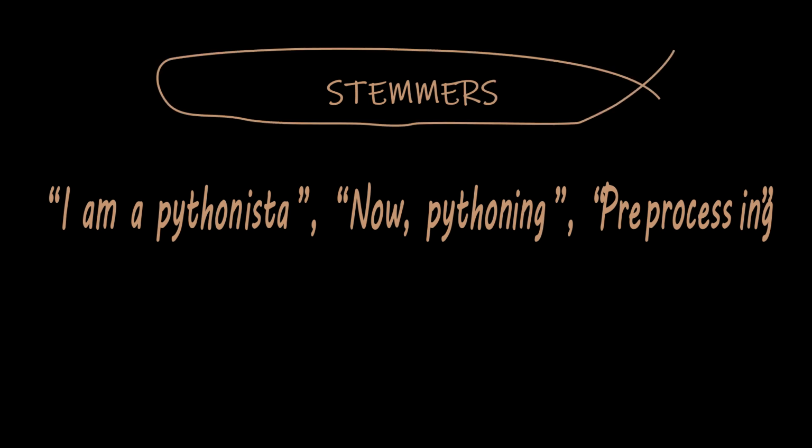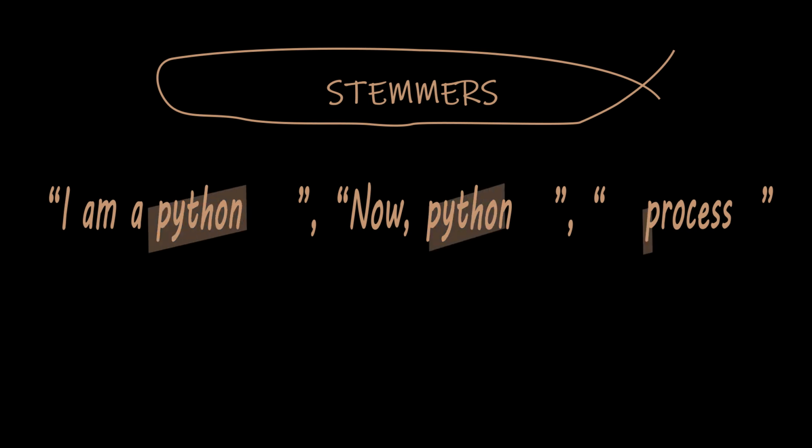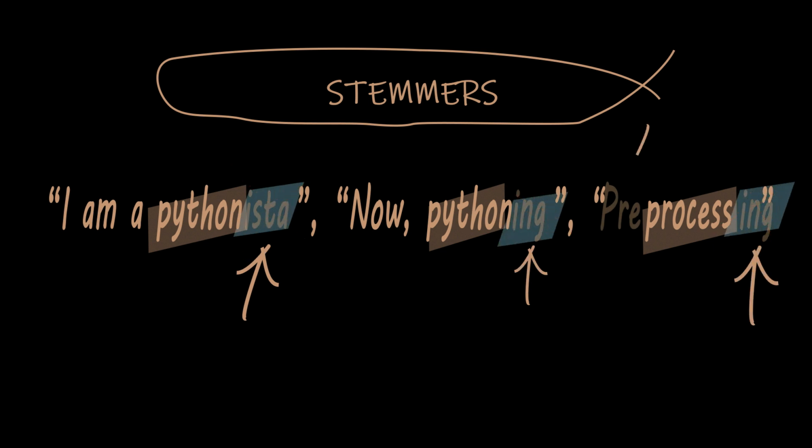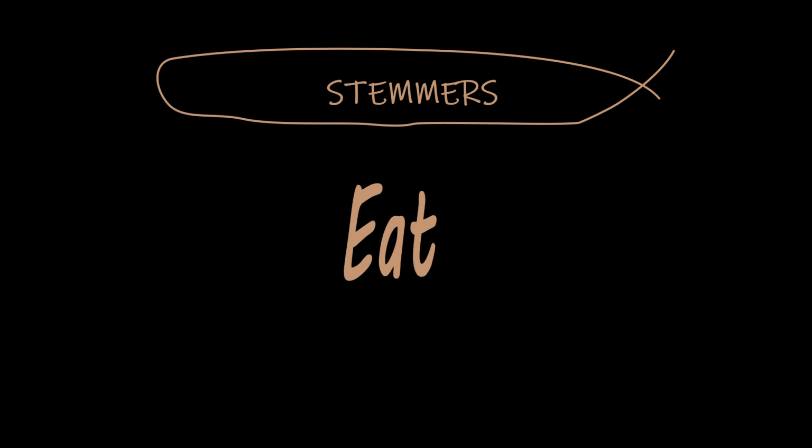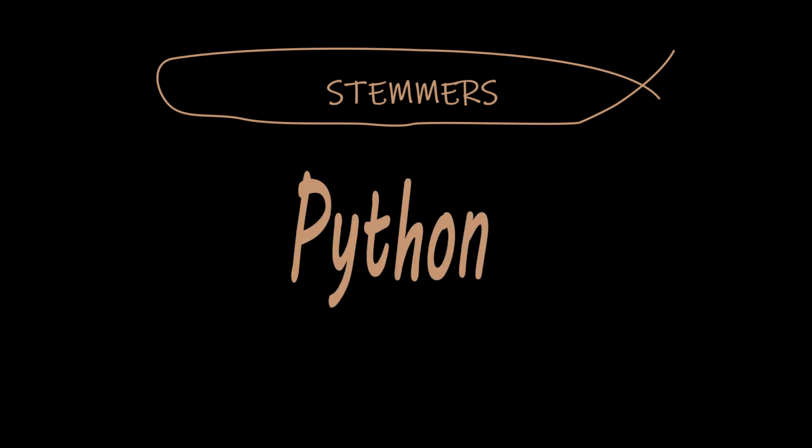Stemmers remove morphological affixes from words, leaving only the word stem. A stemming algorithm reduces the words, and the stems are created by removing the suffixes or prefixes used with the word. For example, the stem of eating, eaten becomes eat, and the stem of pythoning, pythonista becomes python.